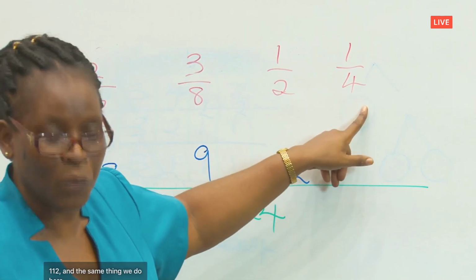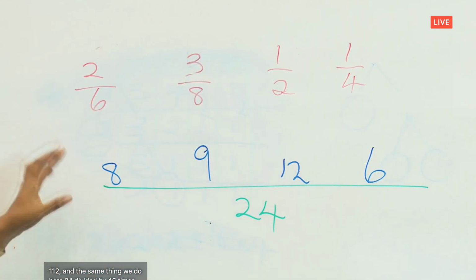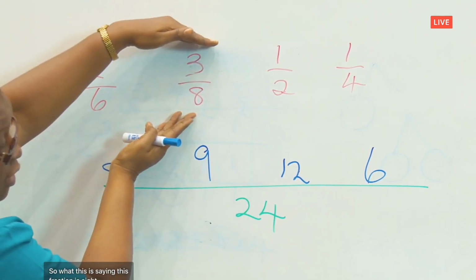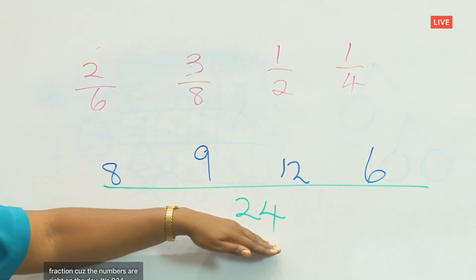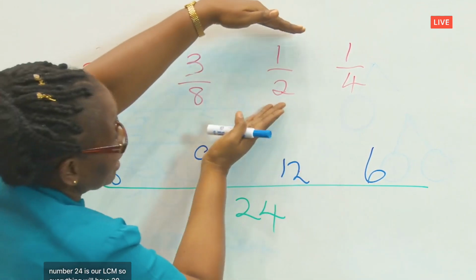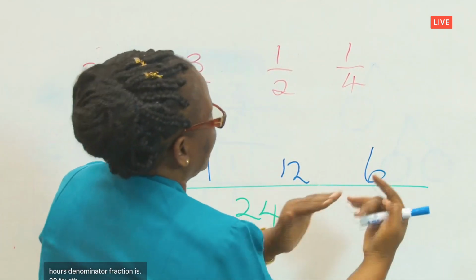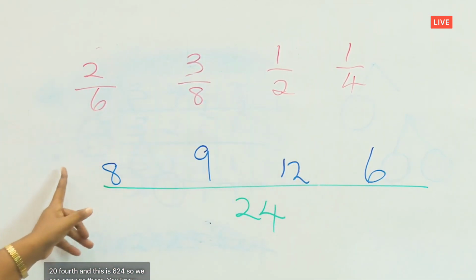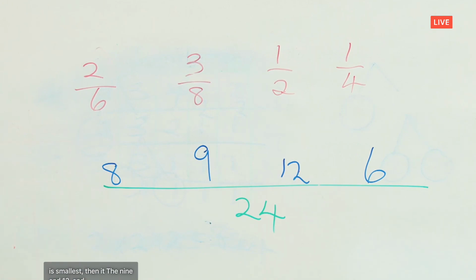24 divided by 2. 12. 12 times 1, 12. And the same thing we do here. 24 divided by 4. 6. 6 times 1, 6. So what this is saying, this fraction is 8/24. This fraction, because the numbers are right under them, is 9/24. Remember, 24 is our LCM. So everything will have 24 as its denominator. This fraction is 12/24. And this fraction is 6/24.